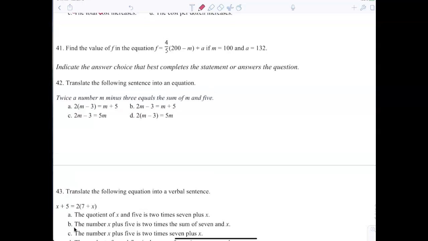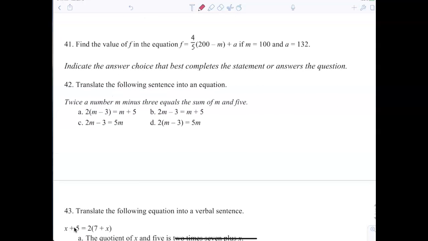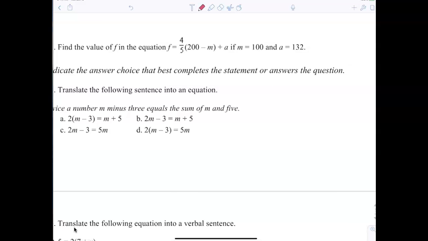Now, 41. Find the value of f in the equation when m is 100 and a is 32. All right, so this is not hard. f equals 4/5. What's 200 minus 100? 100. Plus 132, right? So 4/5 of 100 is 80. 80 plus 132 is 212. Everybody pretty good with that?